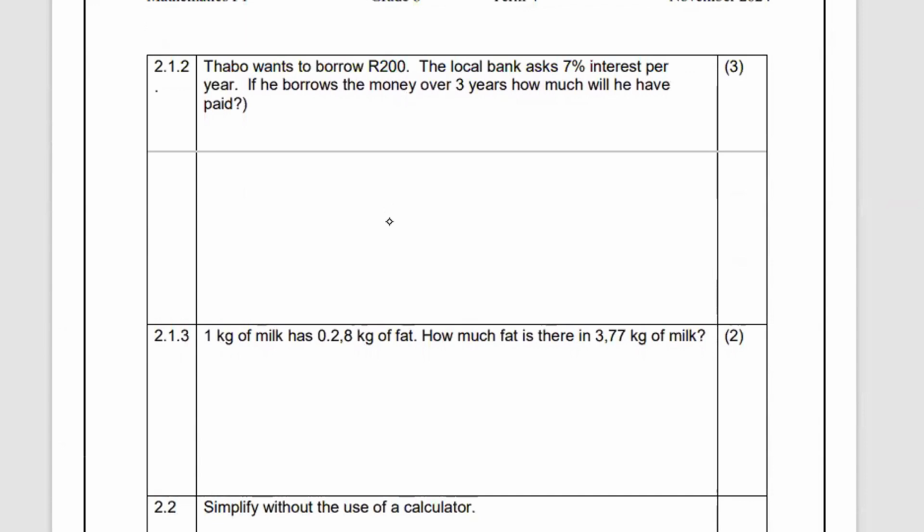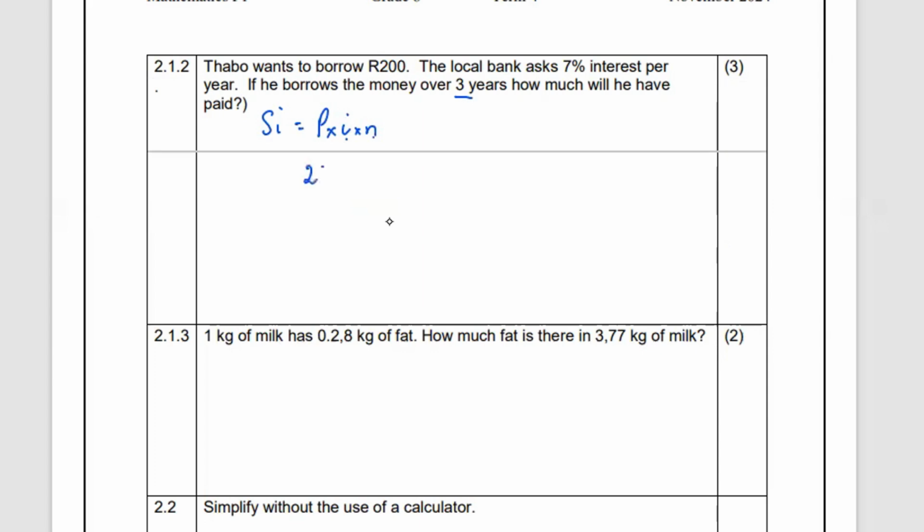2.1.2, Tabo wants to borrow 200 rands and then the bank asks for 7% interest per year. If he borrows money over 3 years, how much will he have to pay? All right, so with this, there are 2 options still. You can say that our interest is given as P times I times N, where P is the principal amount, the initial amount that was borrowed, I is the interest rate, and then N is the period of time.